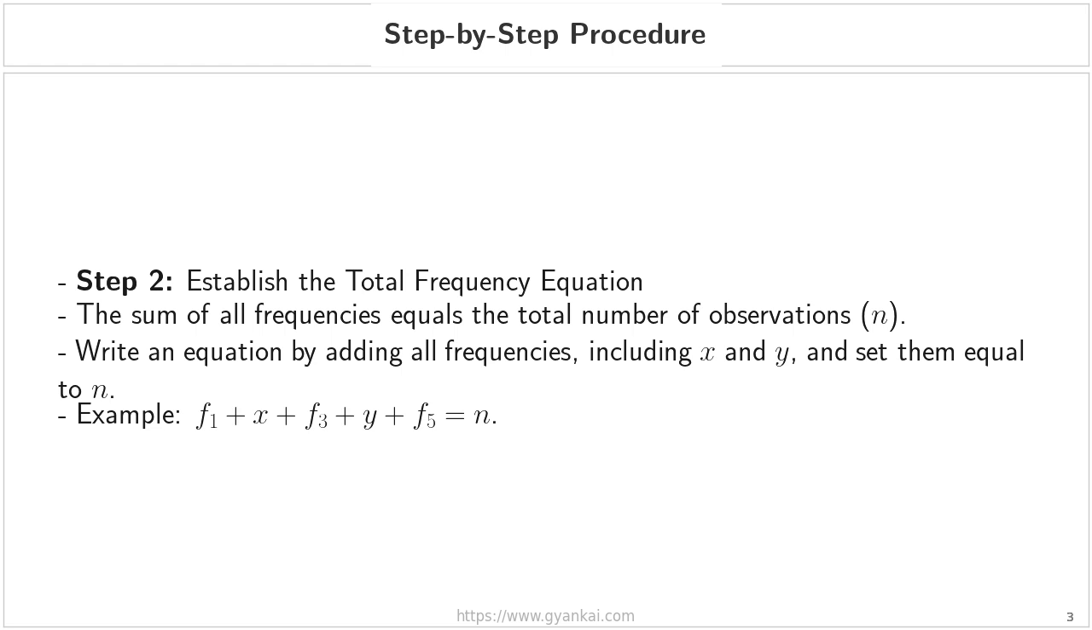For example, if your frequencies are represented by f sub 1, x, f sub 3, y, and f sub 5, you would write the equation as f sub 1 plus x plus f sub 3 plus y plus f sub 5 equals n. Once we have established this first equation, we can proceed to step 3 to identify the median class.